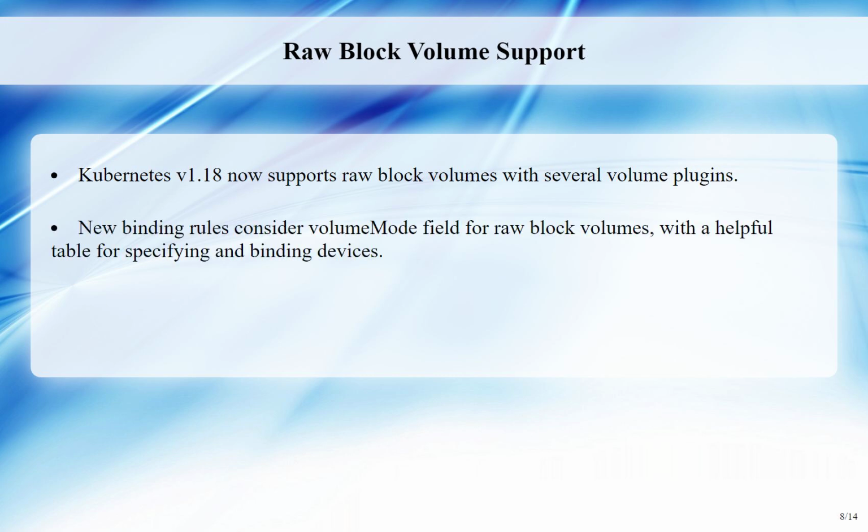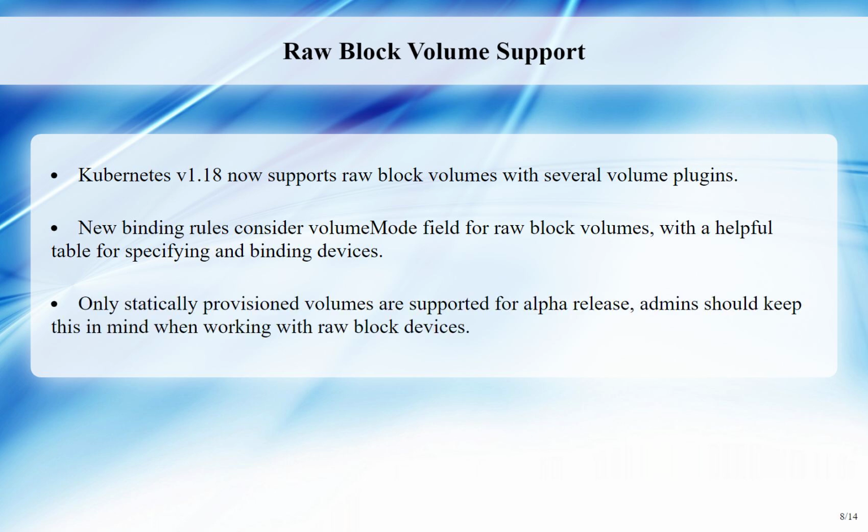If a user requests a raw block volume using the volume mode field in the persistent volume claim spec, the binding rules have been updated to consider this mode. A table is provided to help users and administrators specify and bind raw block devices. Note that only statically provisioned volumes are supported for alpha release. Admins should consider these values when working with raw block devices.